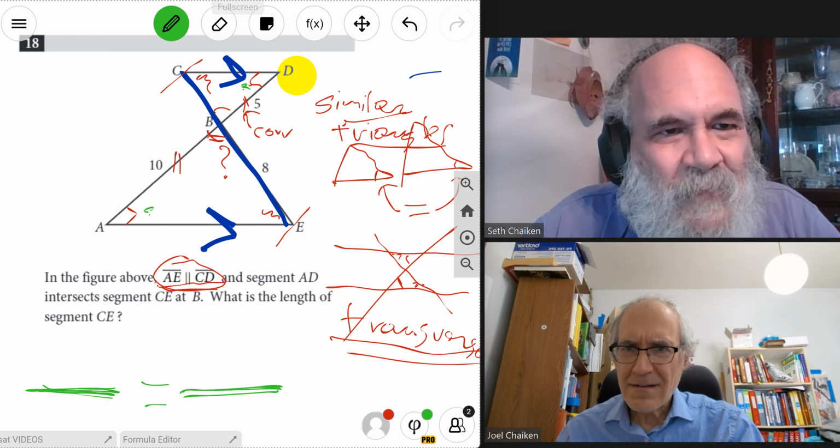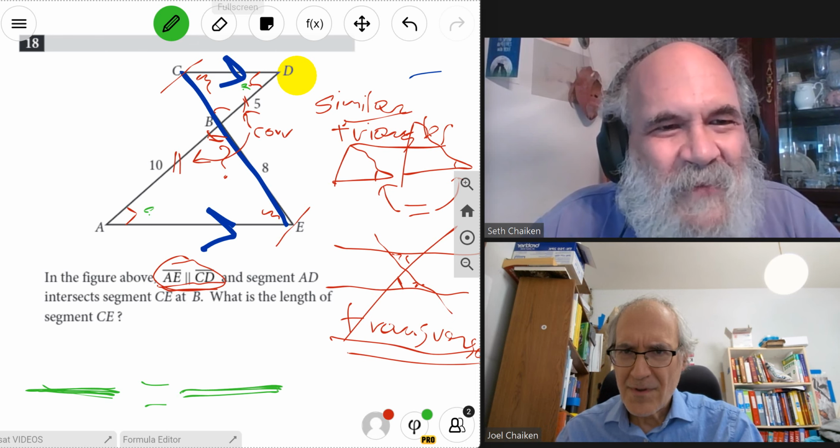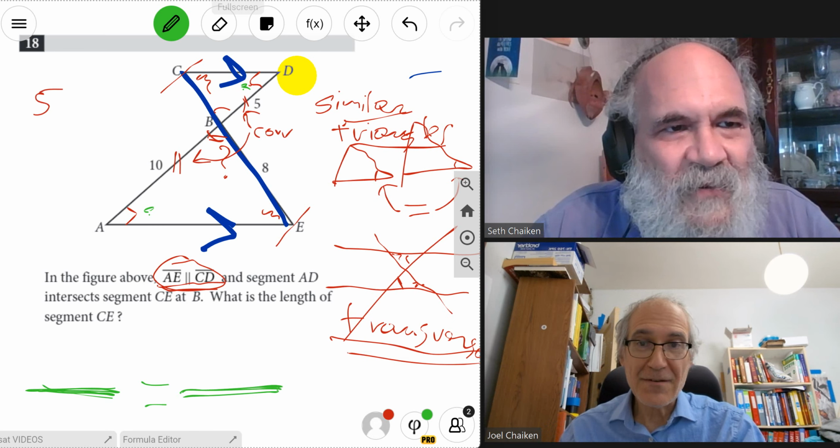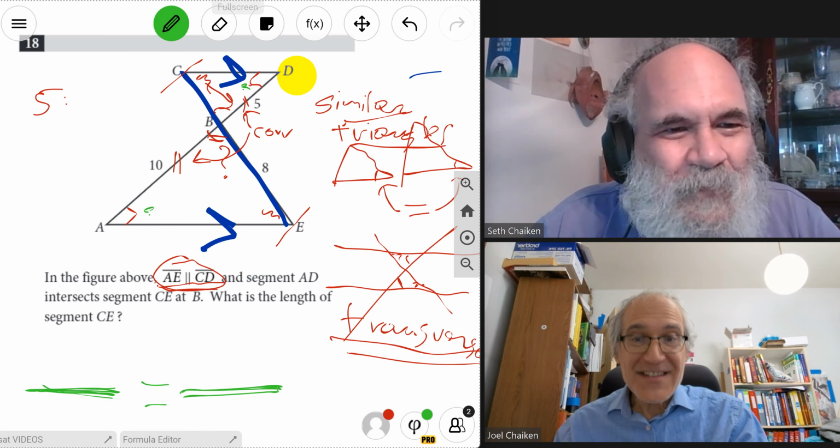This one. The 5. And this one. And the 10. Yeah, now how did you know that? I know how I knew that. How did you know that? Well, because they are opposite corresponding angles. Right. That is the secret.